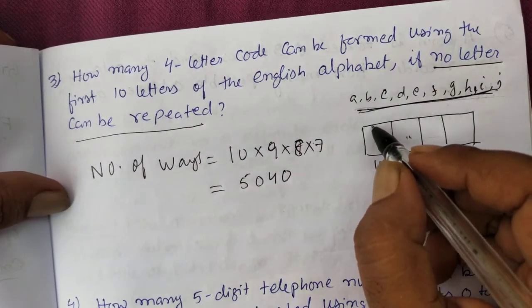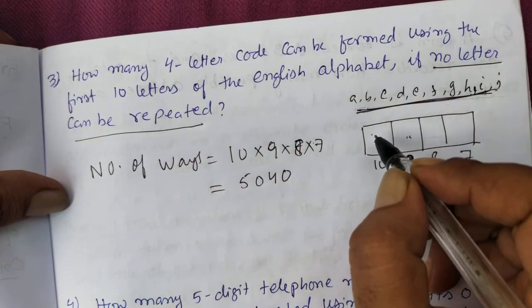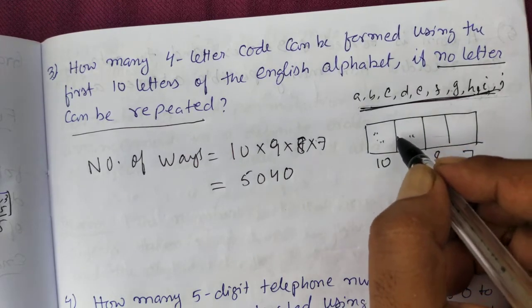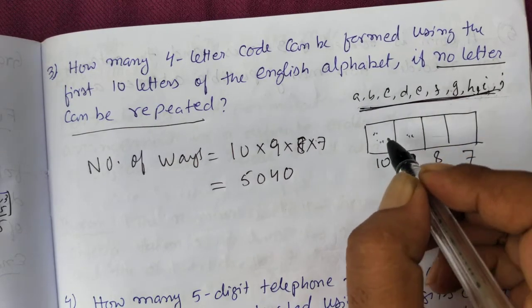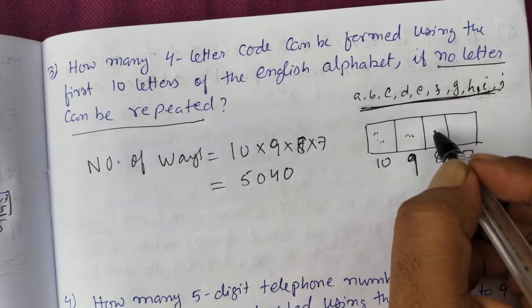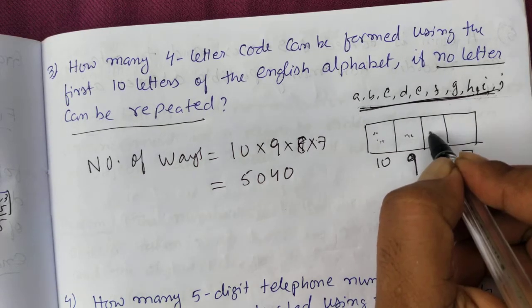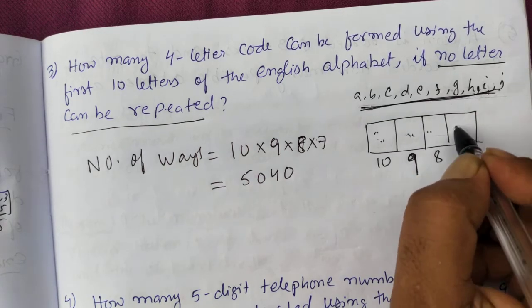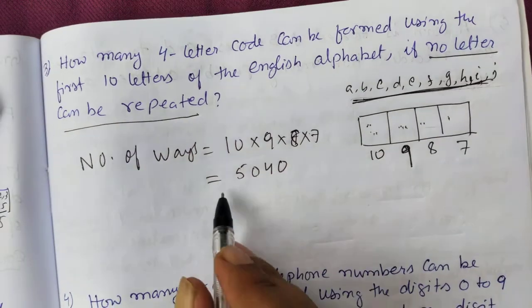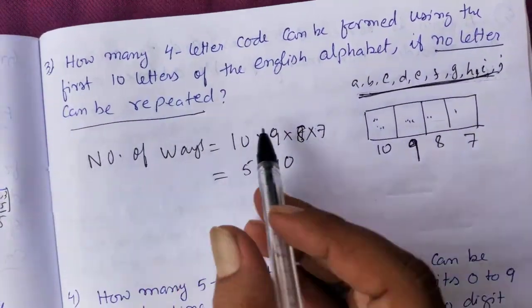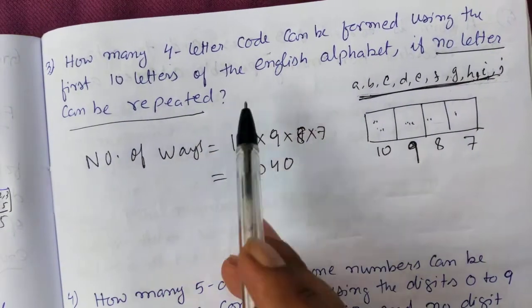I can use all the 10 alphabets here, but if I use any one alphabet, that is fixed. The remaining 9 alphabets I can use here. If I use one of the alphabets out of 9, only 8 alphabets can be used here. If I use any of them, only 7 alphabets are left, which I can use here. So the number of ways in which we can get a 4 letter code is this much.